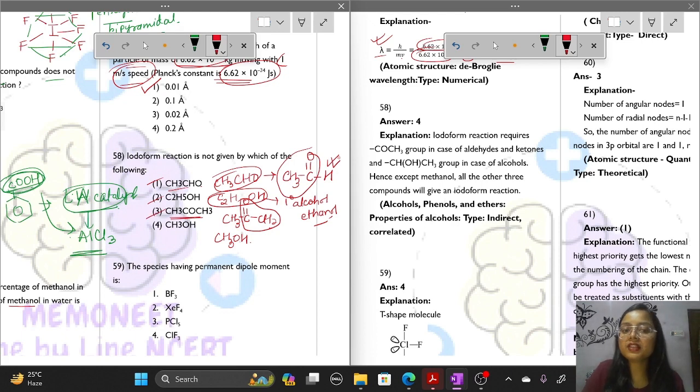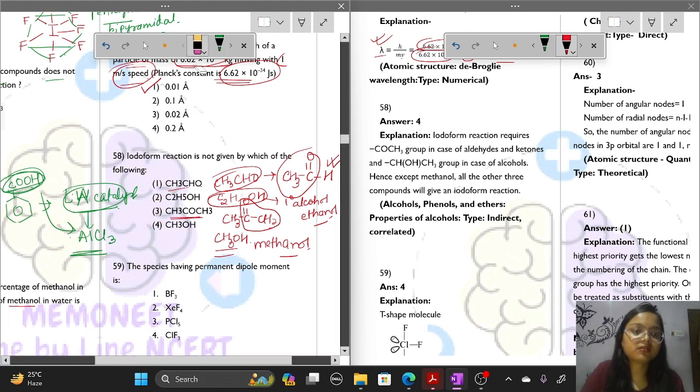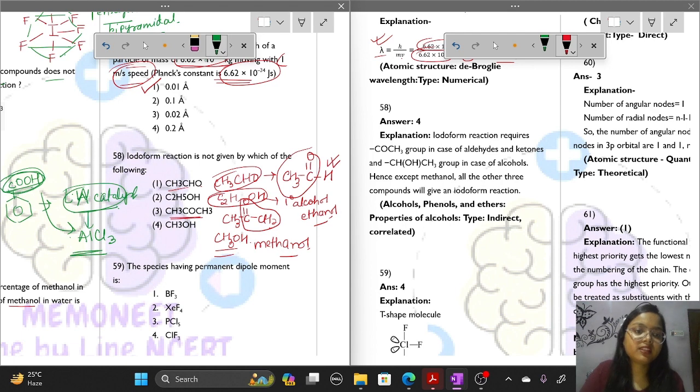So what is left with us? We are left with methanol. So methanol does not give iodoform test. Okay, so this is the correct option, right? Yeah, this is the correct option. Methanol does not give iodoform test.